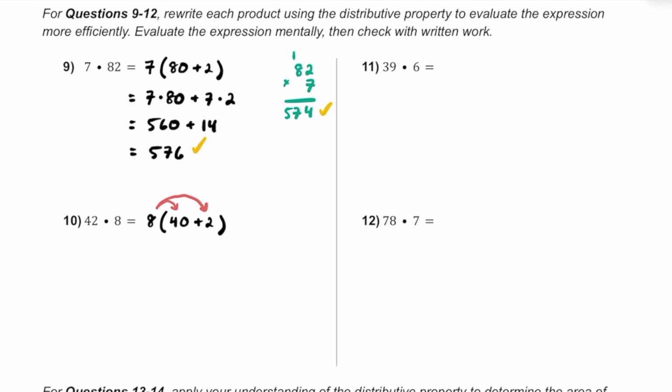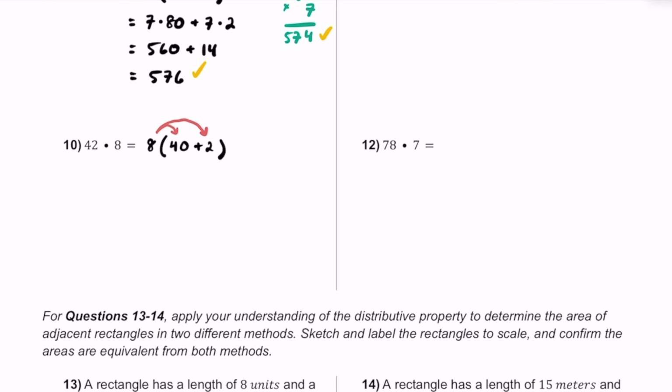I guess in the last one, I forgot to draw these arrows. I think it's kind of nice and helpful to avoid little mistakes by putting those arrows in here. But really this means what? We have 8 times 40, or 8 of these 40s, plus 8 times 2, or 8 of these 2s, right? So 8 times 40 is going to be 320, and 8 times 2 should be equal to 16. So this should help us avoid using any standard algorithm if we can help it. So this would be 336 for our final answer here, right?